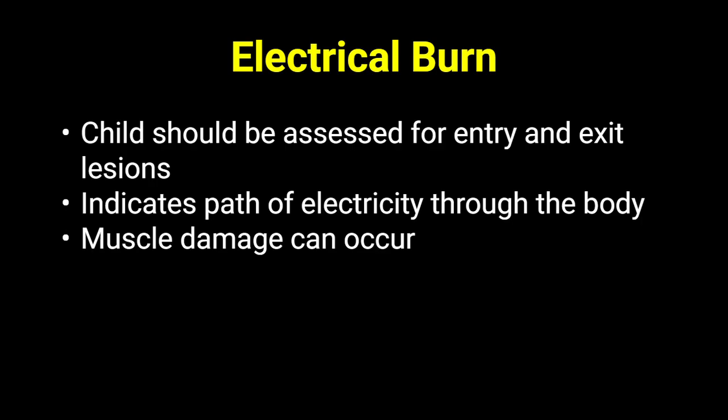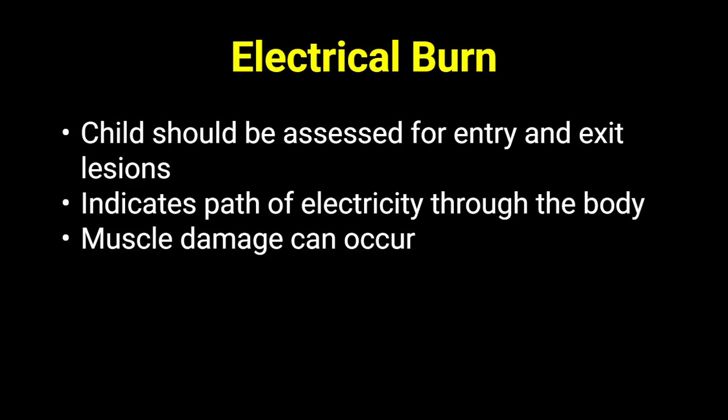Electrical burns can be deceptive because the damage you see on the skin is often much less than the damage occurring inside the body. Always assess the child for both an entry wound and an exit wound. These injuries help identify the path the electrical current traveled through the body. The path of the current is important because electricity can damage muscles, nerves, blood vessels, and internal organs, even when the skin injury appears minor.